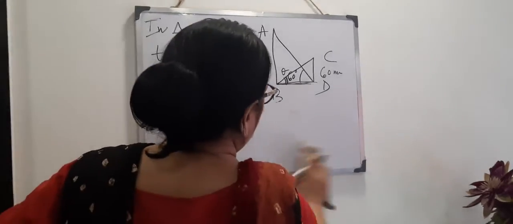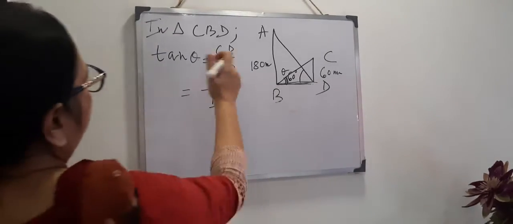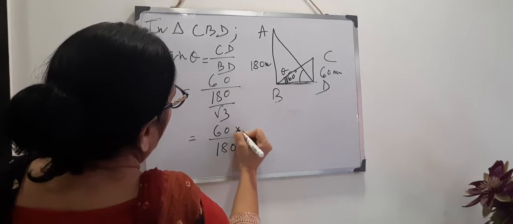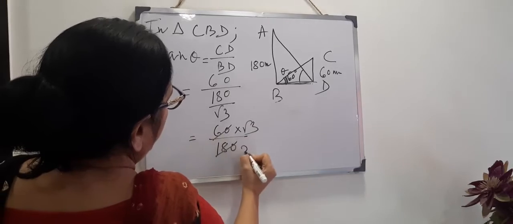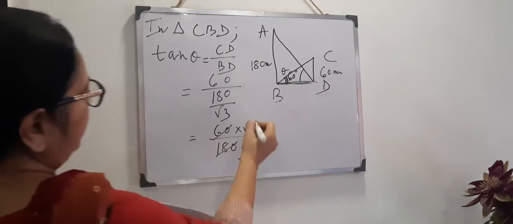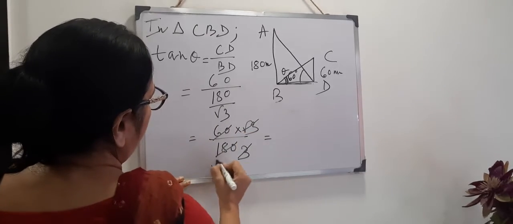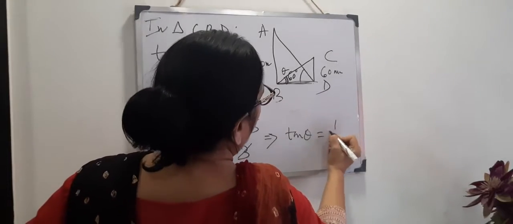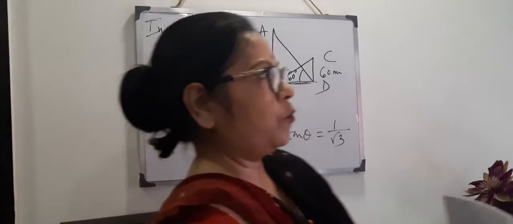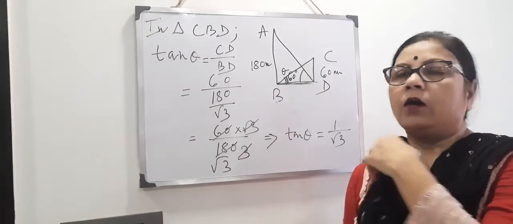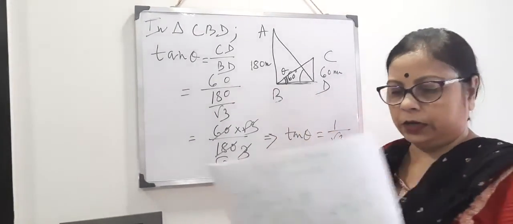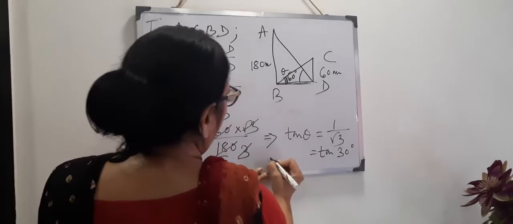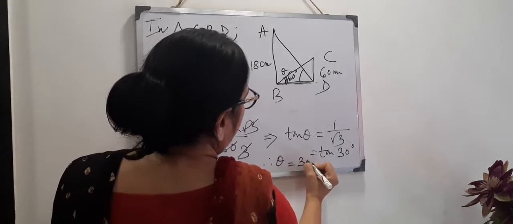Now root over 3 will go up. So 180 into root over 3, 60 times 3, and if we cancel root 3 and 3, the denominator is coming root over 3. So from here what we are getting, tan theta equals to 1 by root over 3. Now you know from trigonometric table that value of tan 30 is 1 by root 3. So here we can write tan theta equals to tan 30 degree. So from here we are getting theta is 30 degree.